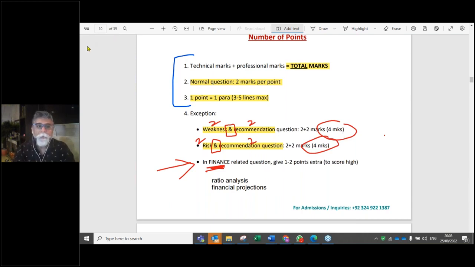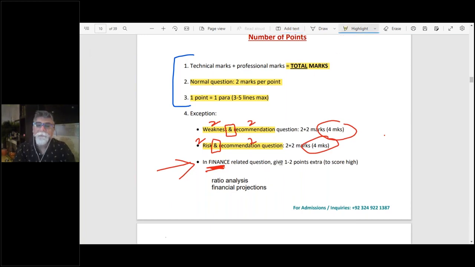However, because it's a financial question, it is my humble recommendation to give 1 or 2 extra points. So if it requires 6 points, try to give 7 or 8 points. But this rule is only for finance related. Why? Because I hope you guys are good in finance. So if you give 1 extra point or maximum 2 extra points, you might be able to score a bit more, which might help you cover up for any shortfall in some other question.